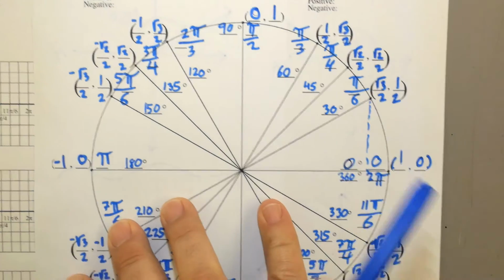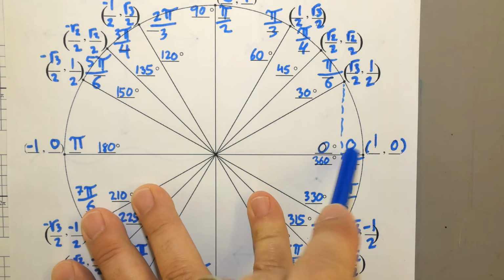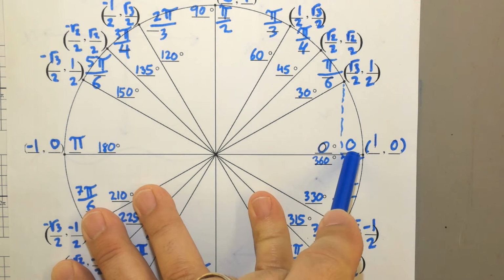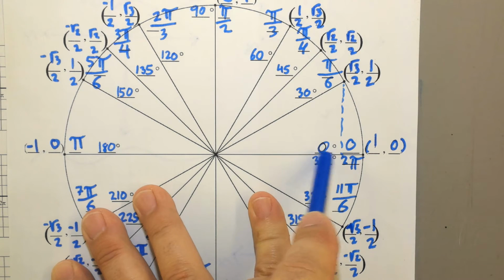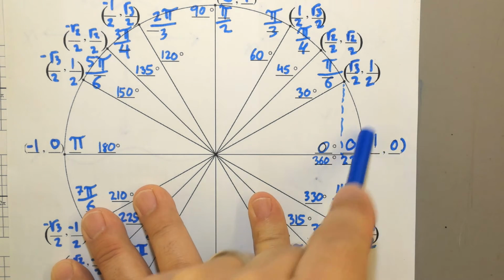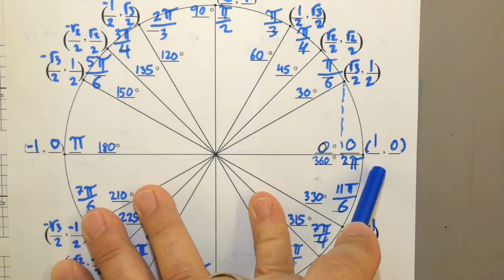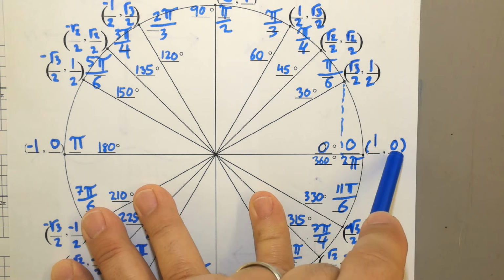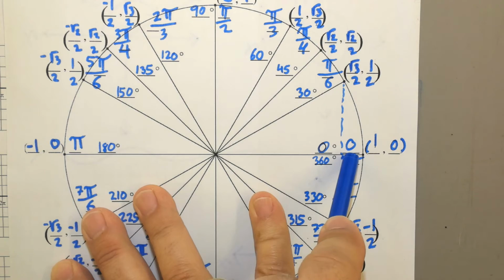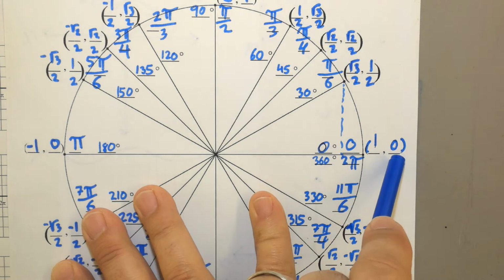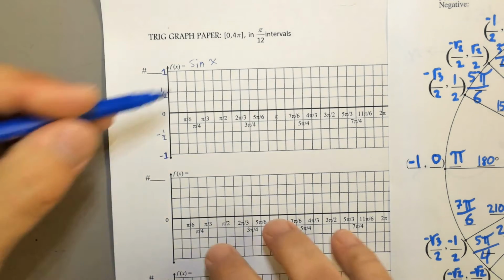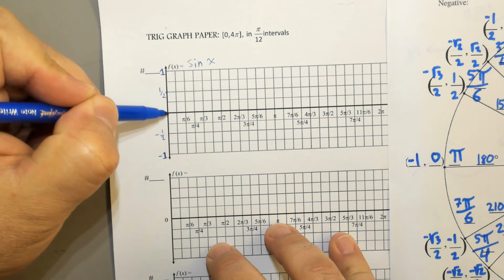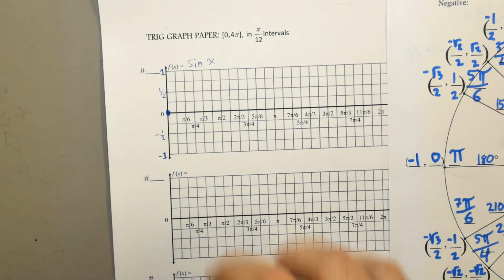So let's start. At 0 radians, or again, we could say 0 degrees, but at 0 radians, what's the y component value? 0, right? So at 0 radians, the y component value is 0. So we're going to come here, and at 0, well, we're just at 0, 0. Put a point right there. Okay?